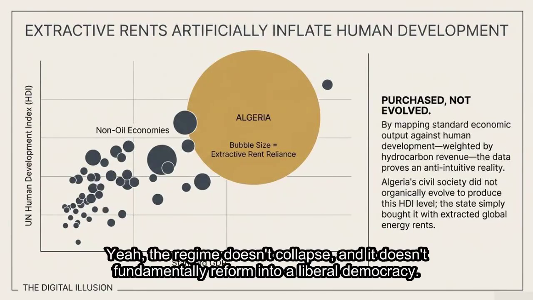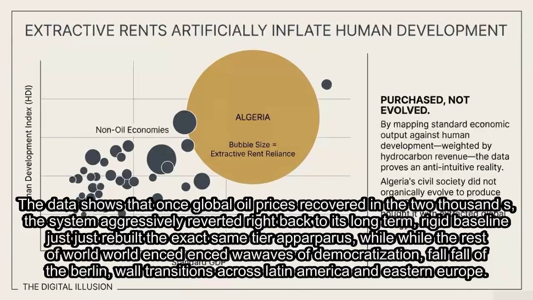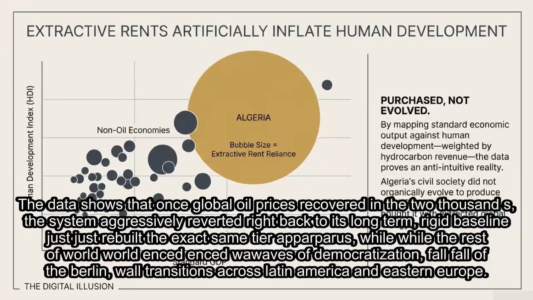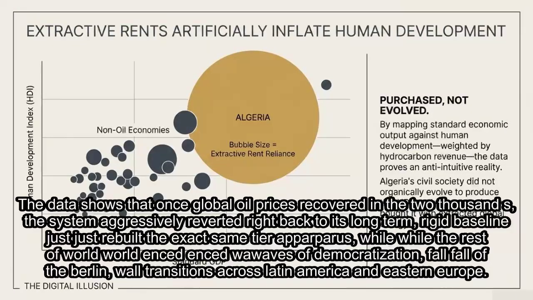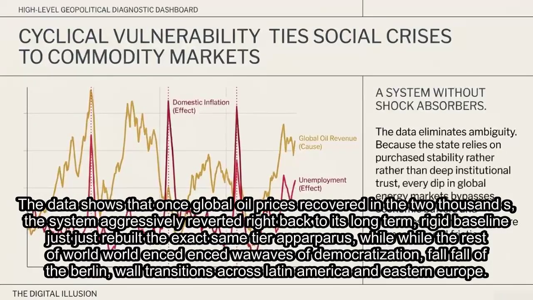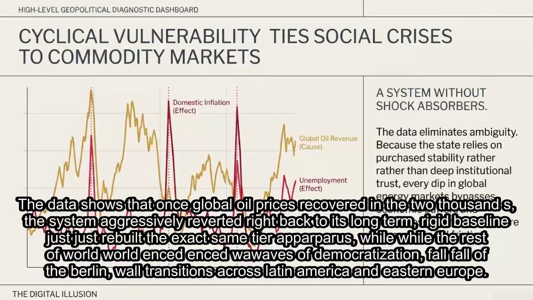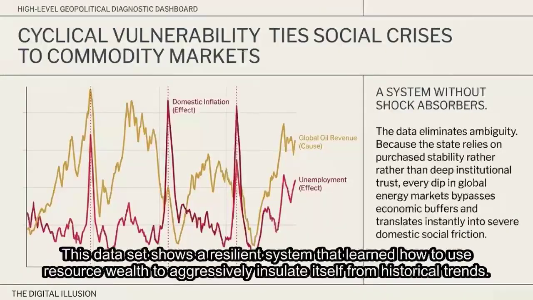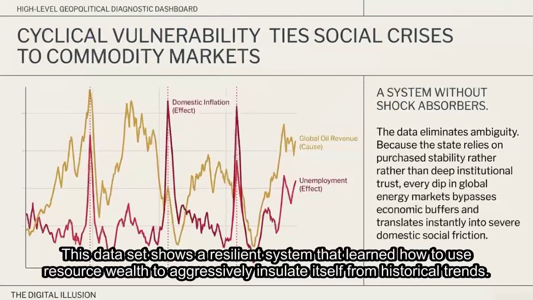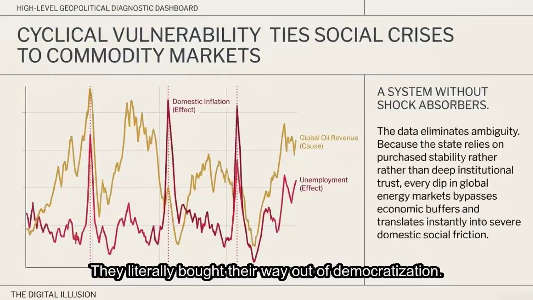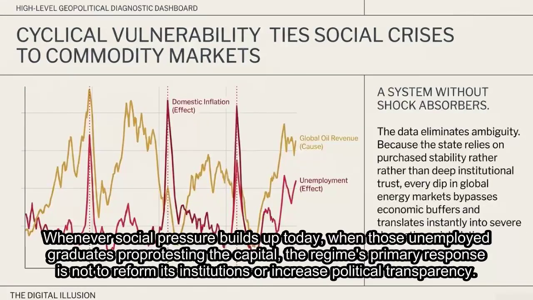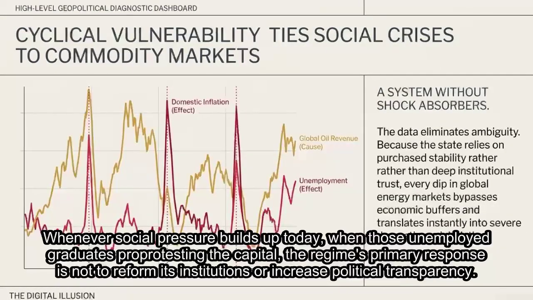But what fascinates me is what happens after the 1990s. The recovery phase. Yeah, the regime doesn't collapse, and it doesn't fundamentally reform into a liberal democracy. The data shows that once global oil prices recovered in the 2000s, the system aggressively reverted right back to its long-term rigid baseline. It just rebuilt the exact same rentier apparatus. While the rest of the world experienced various waves of democratization, the fall of the Berlin Wall, transitions across Latin America and Eastern Europe, this dataset shows a resilient system that learned how to use resource wealth to aggressively insulate itself from historical trends. They literally bought their way out of democratization.